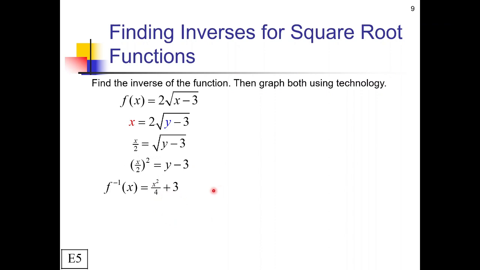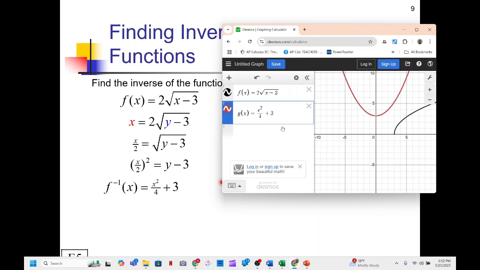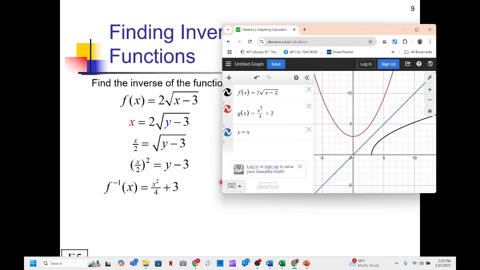Beautiful. All right, so let's go ahead and graph this. So we have f of x equals 2 square root x minus 3. There's the original function. And now let me do my inverse. g of x equals, let's see, fraction. We got x squared over 4 plus 3. And let's do my y equals x line. Okay, now this is a little bit weird. This is not quite a true reflection. Part of it's a reflection, but then we have this piece over here that doesn't really have an analog going this way. So what's going on with that?